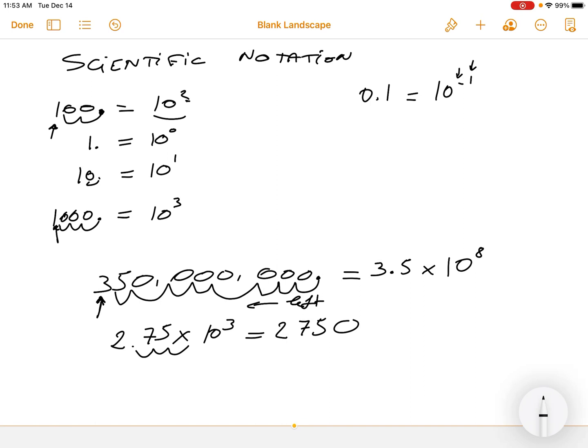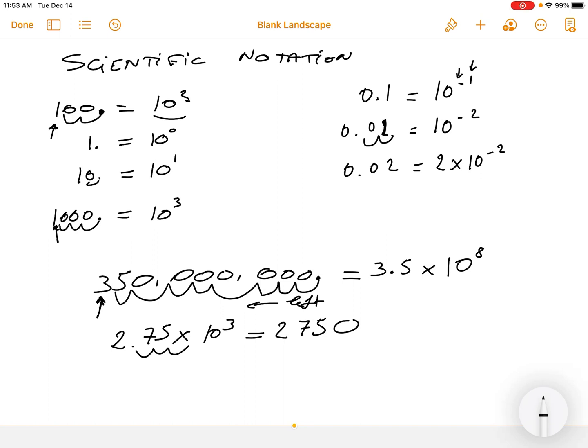On the same example, 0.01 would be 10 to the power of minus 2. There are 2 zeros before the 1. If I take 0.02, that would be 2 multiplied by 10 to the power of minus 2.